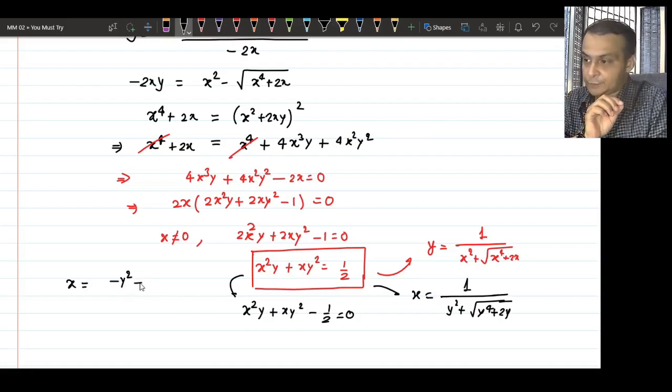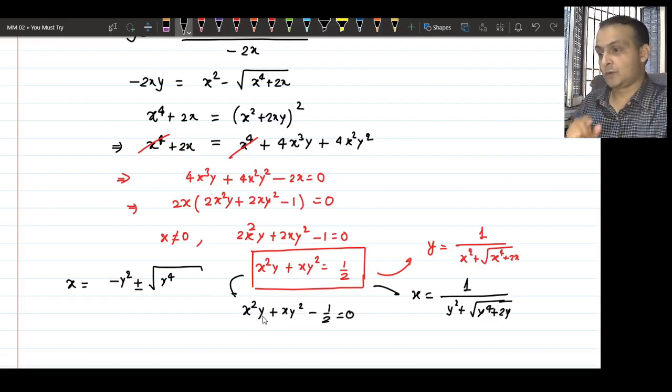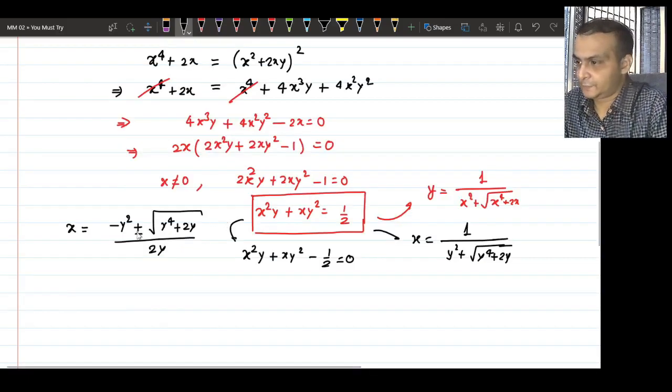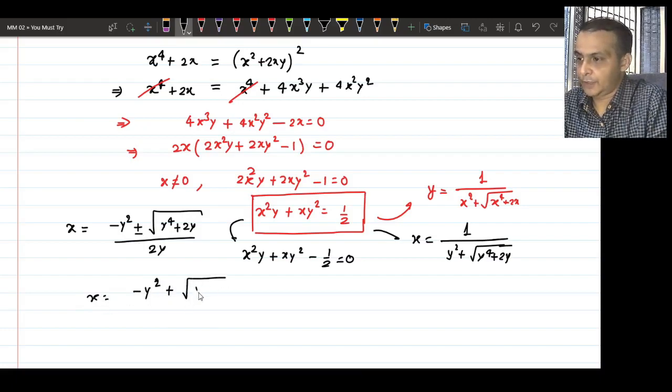So x is equal to negative of y squared plus or minus square root of b squared minus 4ac. There will be y to the power 4 minus 4ac. So it is negative of 4 y, and this negative sign makes it positive, so it will be 2y, divided by 2a, so 2 times y. If we take the positive sign here, I will get x is equal to negative of y squared plus square root of y to the power 4 plus 2y, divided by 2y.